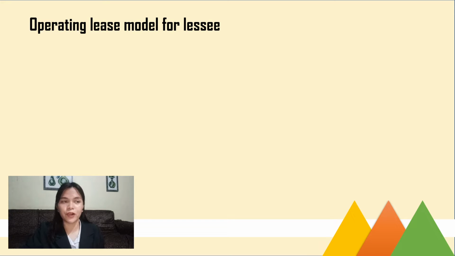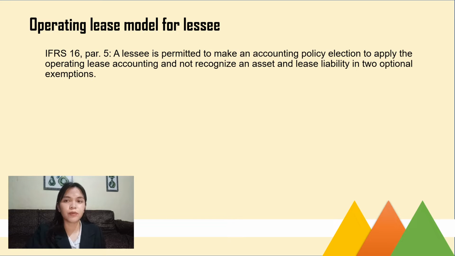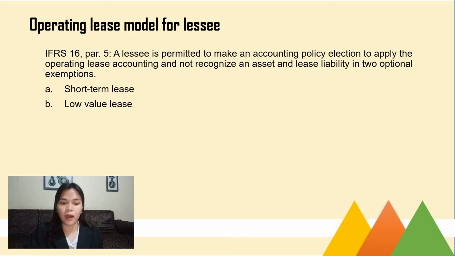Operating lease model for lessee. IFRS 16 paragraph 5 provides that a lessee is permitted to make an accounting policy election to apply the operating lease accounting and not recognize an asset and lease liability in two optional exemptions. And those two optional exemptions are short-term lease and low-value lease. So, stated differently, a lessee may or may not apply the operating lease accounting if the lease is short-term or if the underlying asset is of low value.